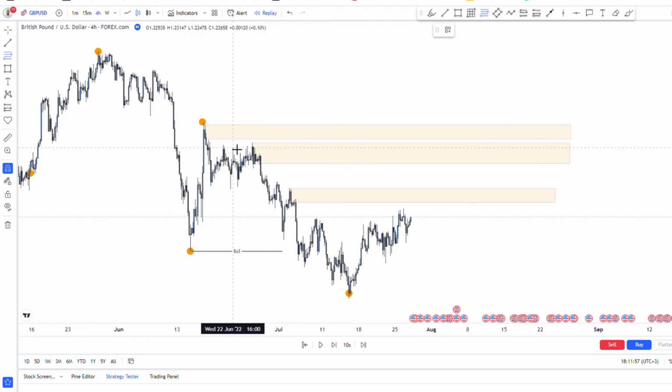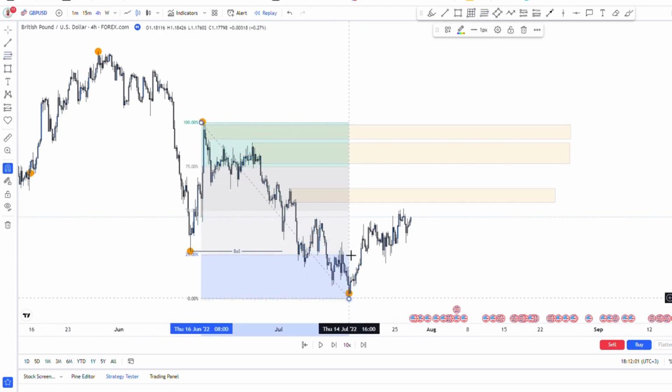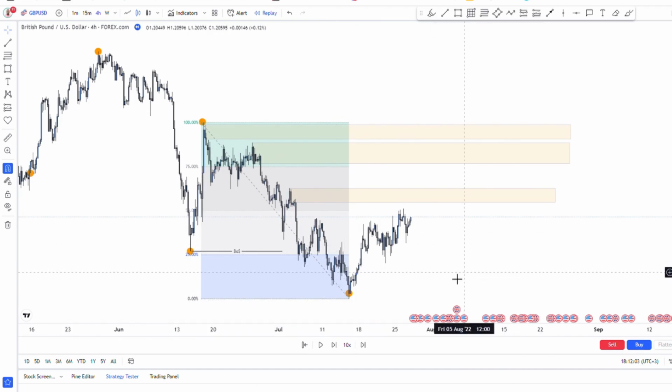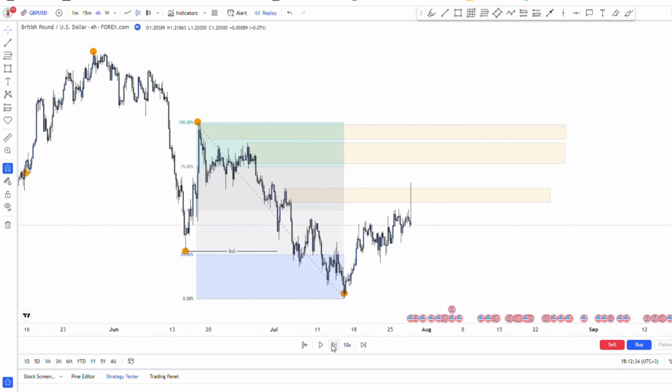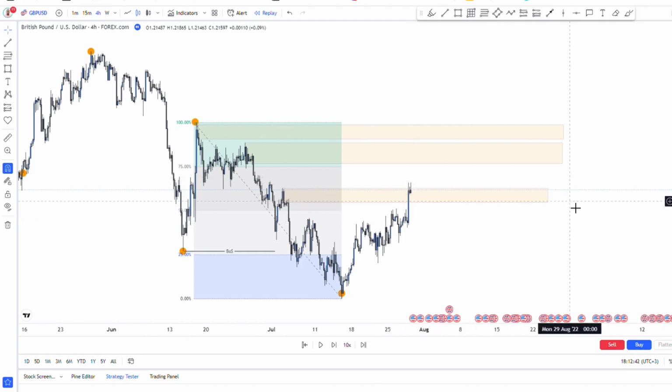Now, if we apply the fib tool from the top to the bottom, from the swing high to the swing low, you can see that we have a premium price zone here. This is also falling within the premium price zone. Trades that are taken from this zone and this zone would give us a high probability of winning. Therefore, we have price retrace into that zone and break it within just a single candlestick move.